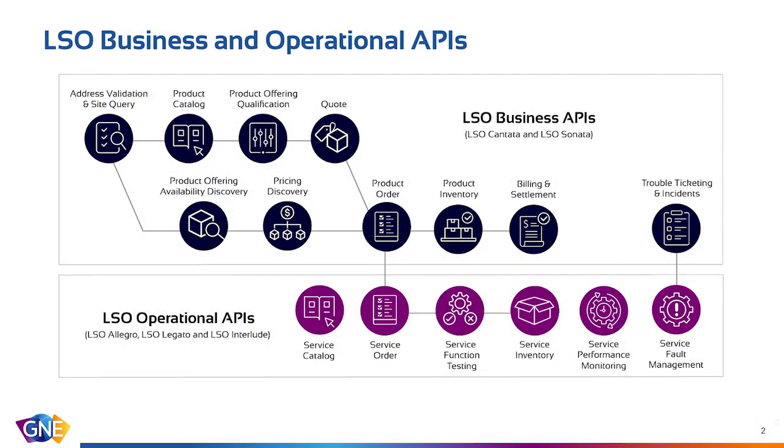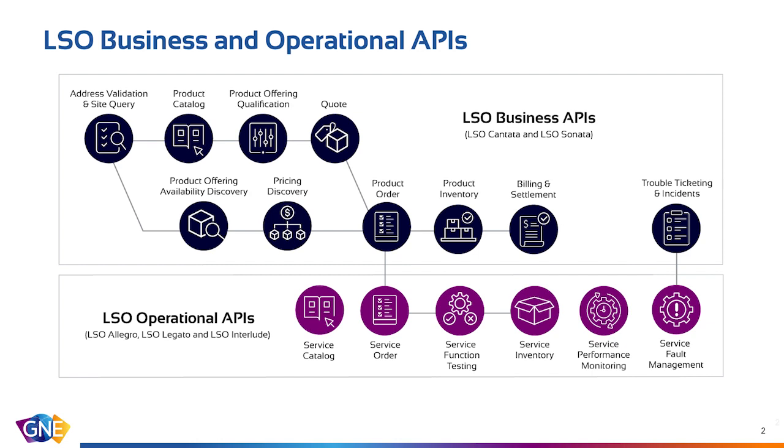These are the functional APIs, the business APIs from address validation through quote and order, through to trouble ticketing and instance. And we've got the operational APIs from the service catalog to the service fault management. We've become very familiar with that. But there's also the aspects of the actual products and services that get transacted with those APIs.